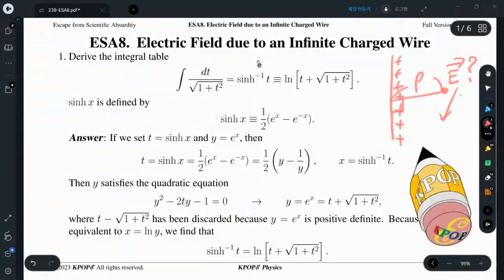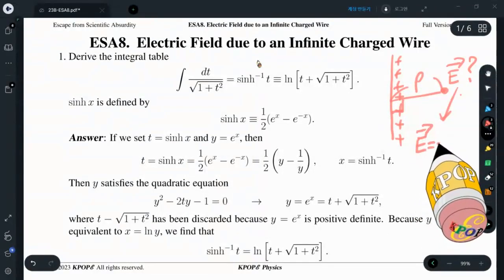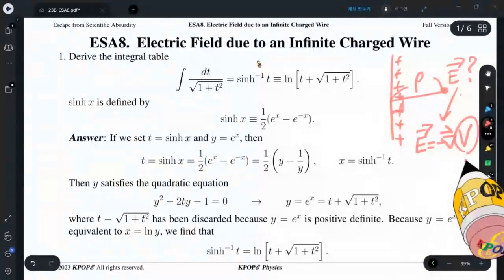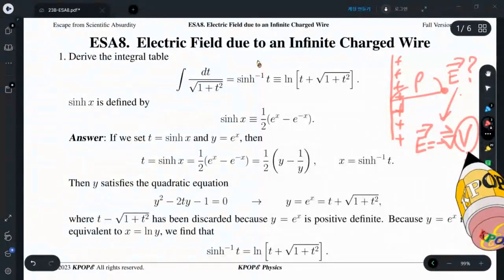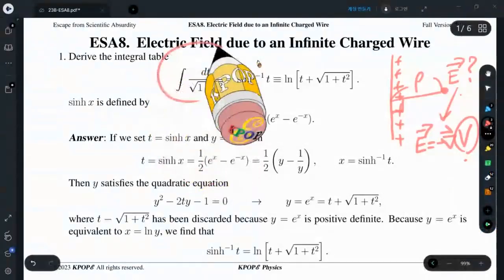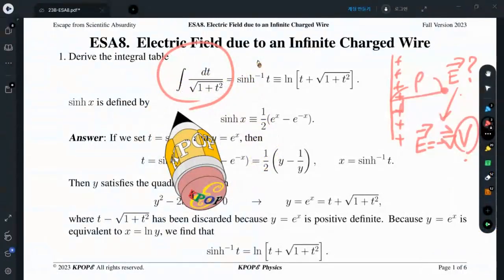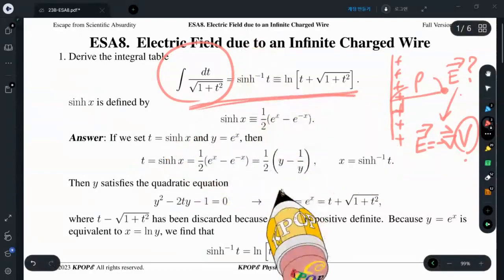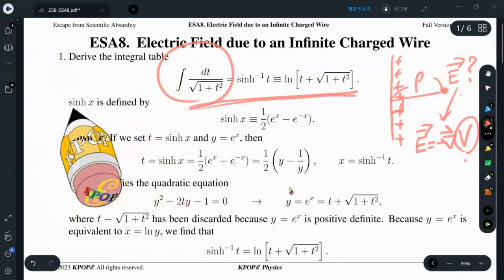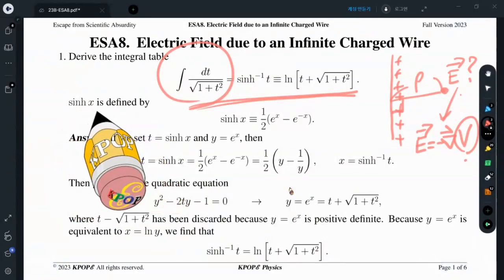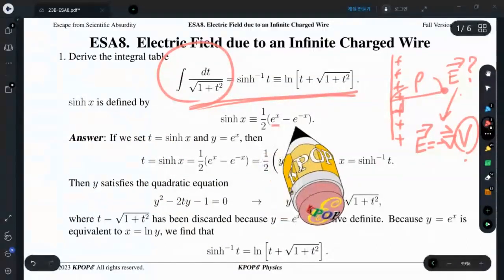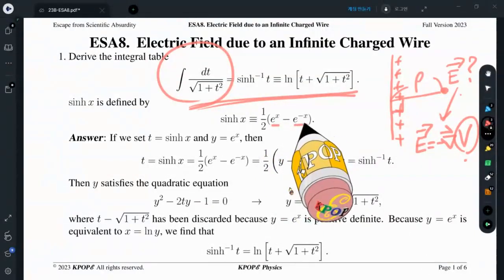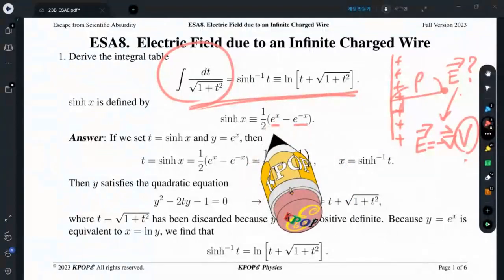If I want to find the electric field, then what I have to do is take minus the gradient of potential. Then what is V? In the calculation of V, we encounter this kind of integral. Let us prove this integral table. First, the sine hyperbolic of x is defined by the difference of exponential x and exponential minus x, divided by 2.